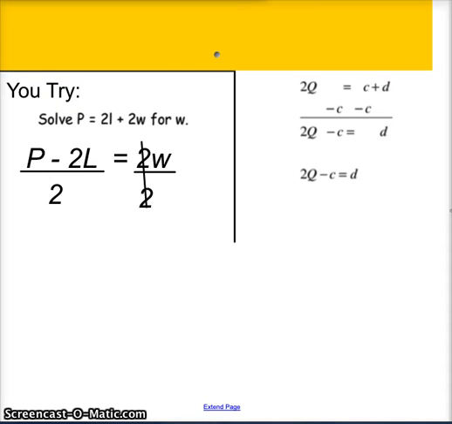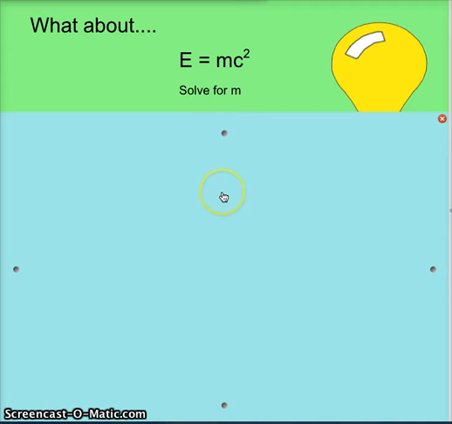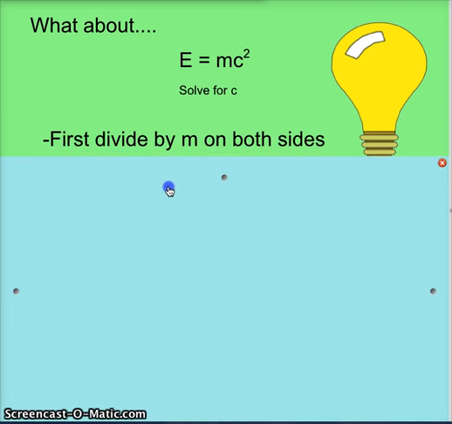And one final problem for today. We have an equation, E equals mc squared, and we want to get c by itself. So to get c by itself, you first want to divide by m on both sides because this is m times c squared. There's no such thing as mc, that means m times c. So let's divide by m on both sides. If you do that, you end up with E divided by m equals c squared.